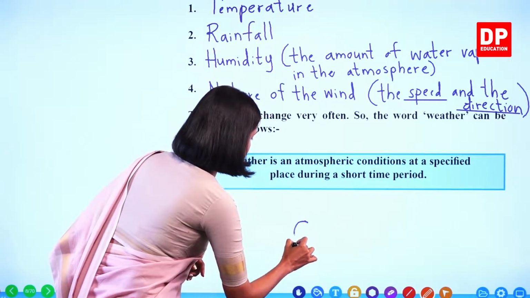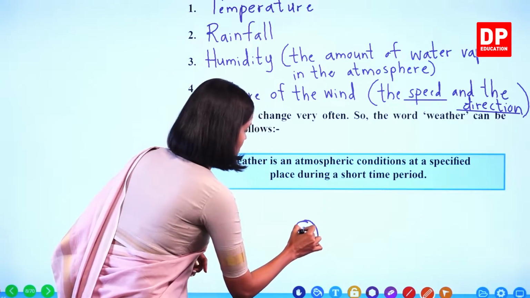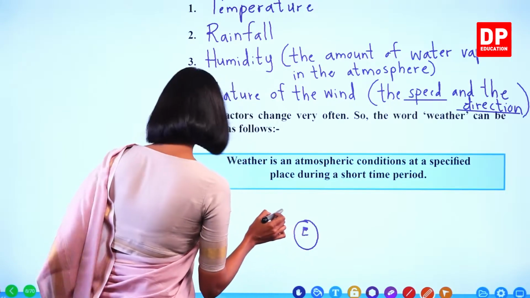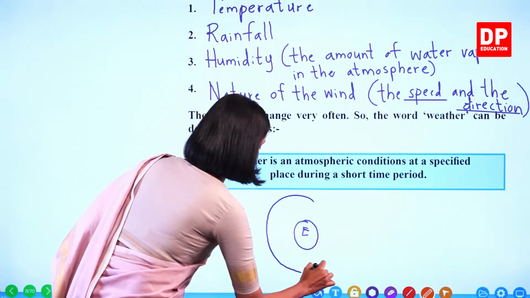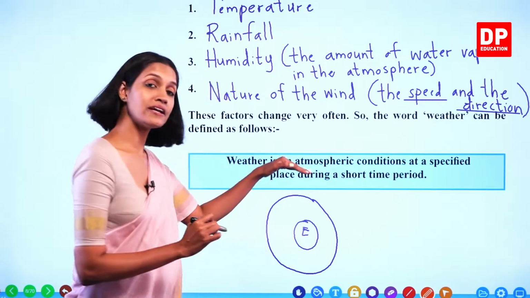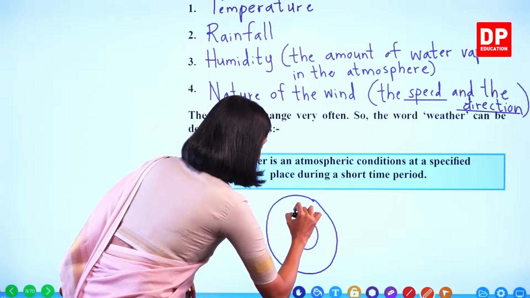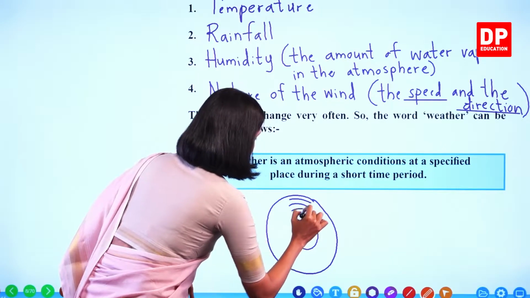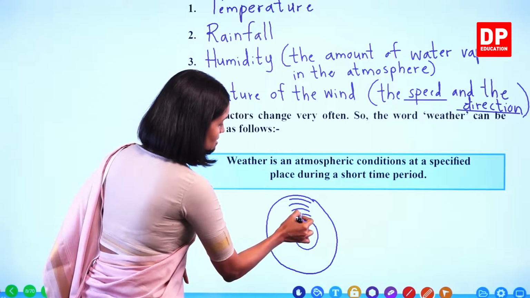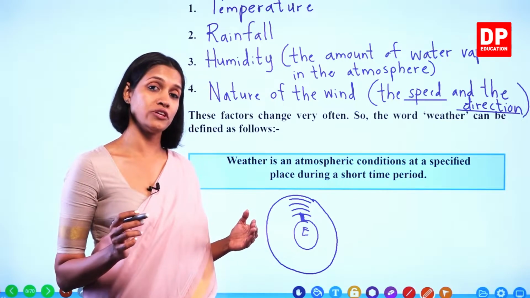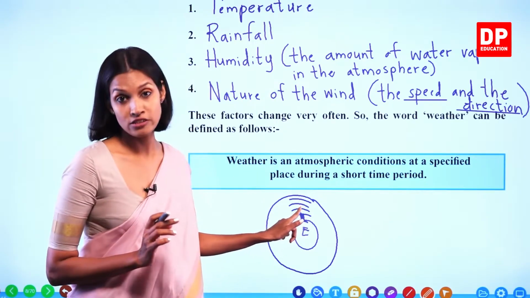So, if this is the earth, the air layer or the atmosphere present around the earth, like this. Okay, now this atmosphere is also divided into 5 other layers. Right? So, the layer that is closest to the earth, this layer, is known as the troposphere. So, all the weather changes take place in this troposphere.